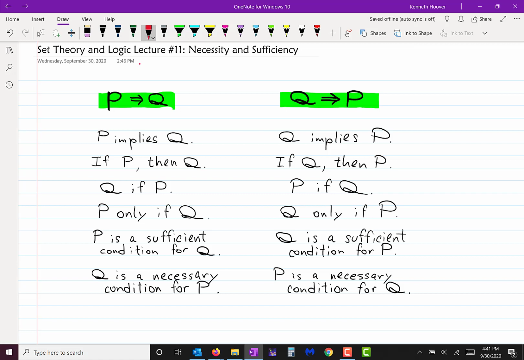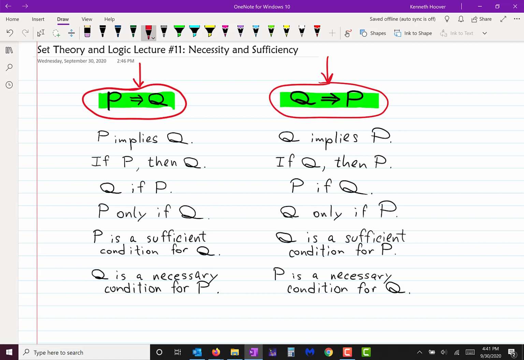Then this one would say, if my car is out of gas, then it will not run. And that would be true. And this one would say, if my car will not run, then it's out of gas. And that is not true, because I can have a full gas tank and still have a car that doesn't run, for instance, if I take out the spark plugs.